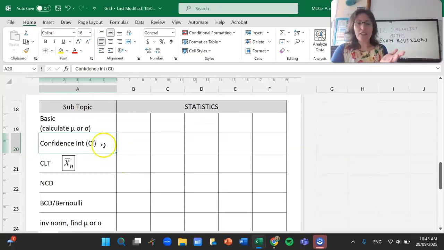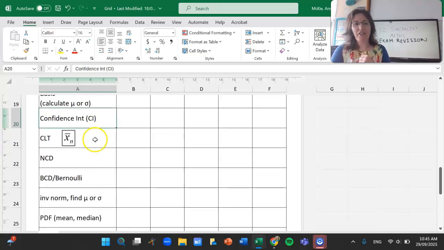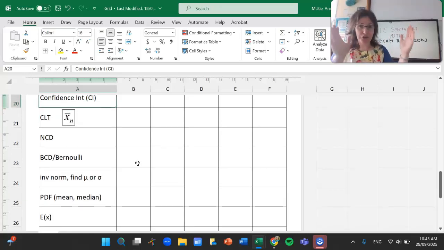Statistics, some basic ones, calculating means and standard deviations. Confidence interval questions, they're pretty easy to spot. Central limit theorem, by that I mean when you have to use like the mean of the means, so you're using the distribution for the group of data as opposed to, say, that whole population. So it's taken a sample, and so then that changes the standard deviation, and so reduces the width.